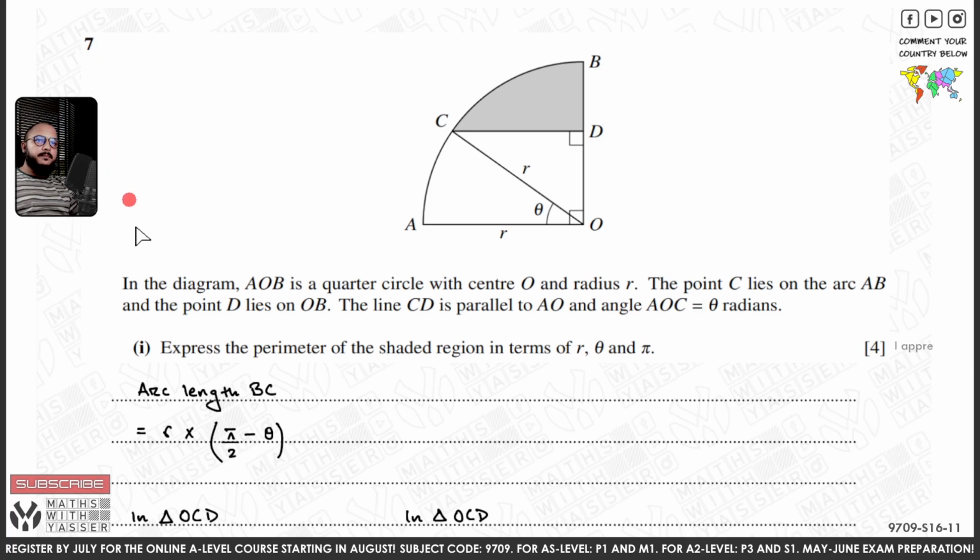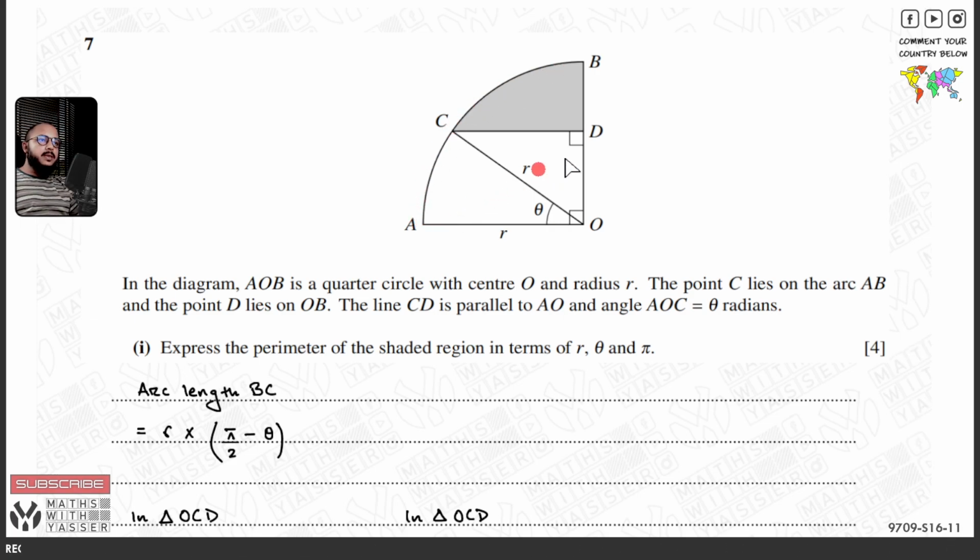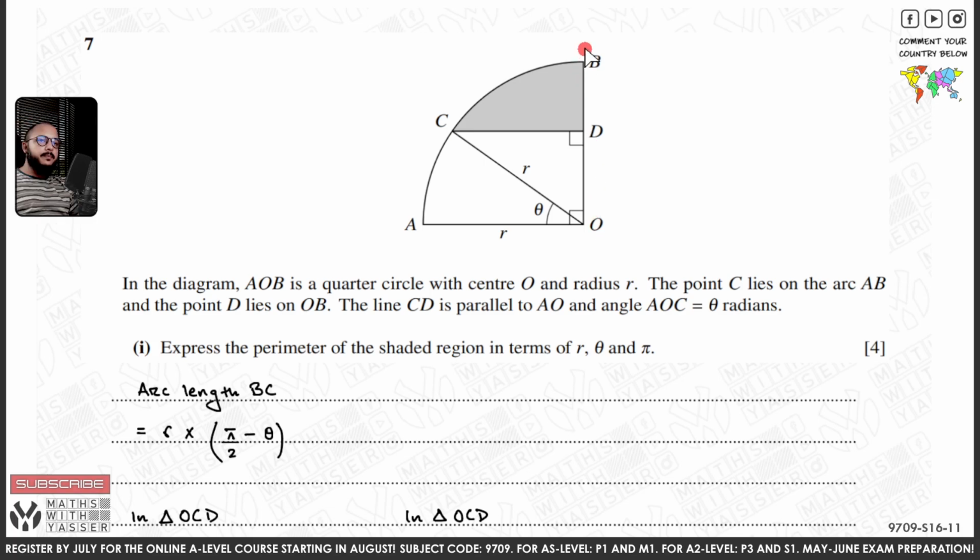Question number 7. In the diagram, AOB is a quarter of a circle with center O. The point C lies on the arc AB. And the point D lies on OB.